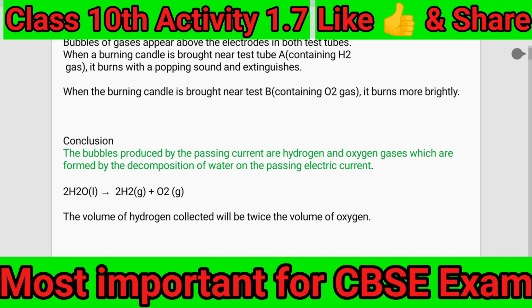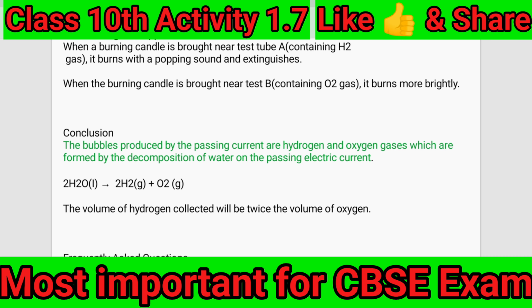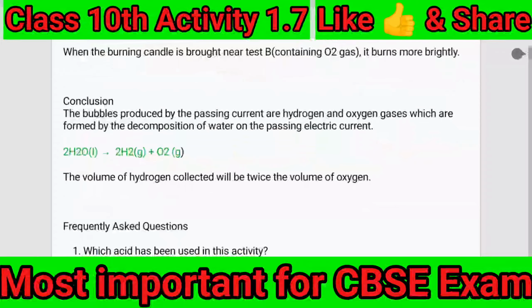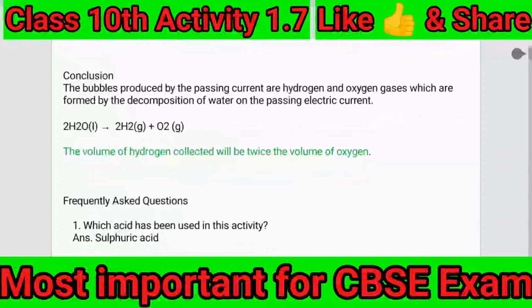Conclusion: the bubbles produced by the passing current are hydrogen and oxygen gases, which are formed by the decomposition of water on passing electric current. 2H2O(l) → 2H2(g) + O2(g). The volume of hydrogen collected will be twice the volume of oxygen.